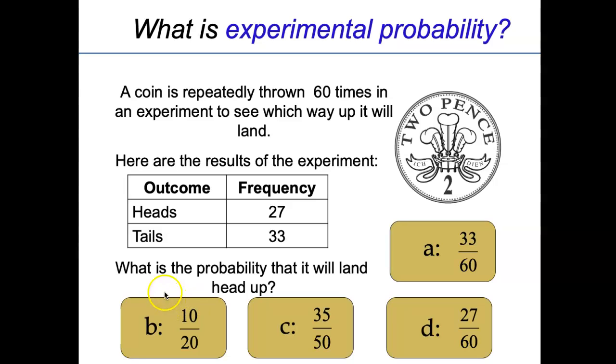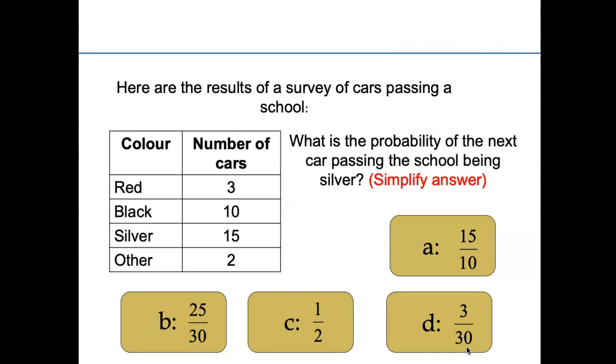So 27 out of 60. We added 27 and 33, and that will be the total number of trials. So you have 60 as the denominator. Okay, another example is that they surveyed the color of the cars that passed by the school. Okay, and then here's the result in a table form. Okay, so add all of this to get your total number of trials, and that will be 30.